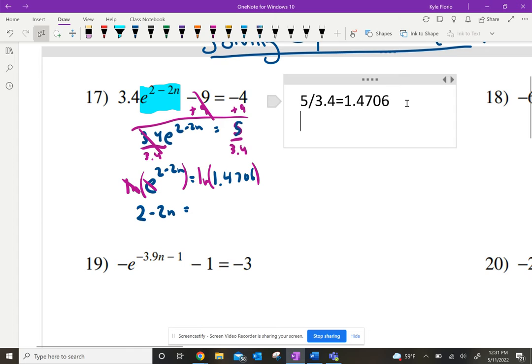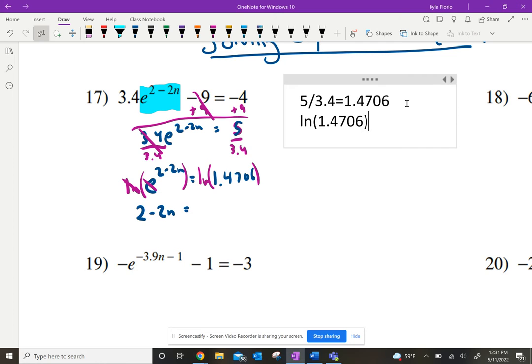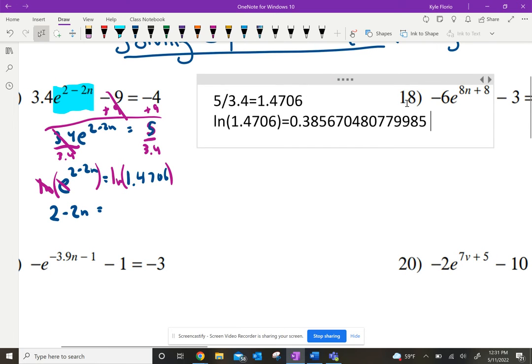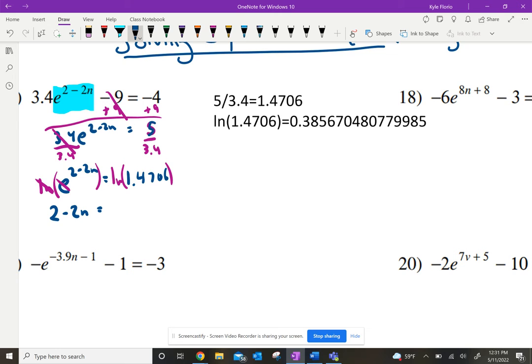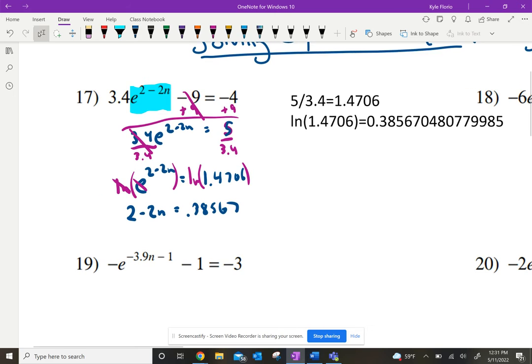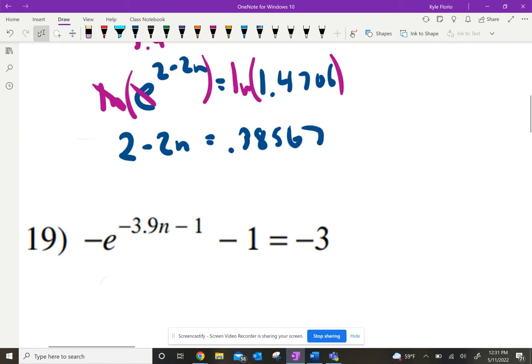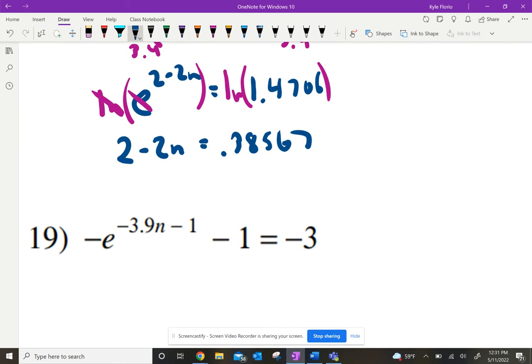And this, we can find out what's the natural log of 1.4706. So it's about, let's call it 0.38567. Right, and then from here, this is just a linear equation, right? Just subtract 2 on both sides, divide by negative 2, and we're done. So minus 2, minus 2.